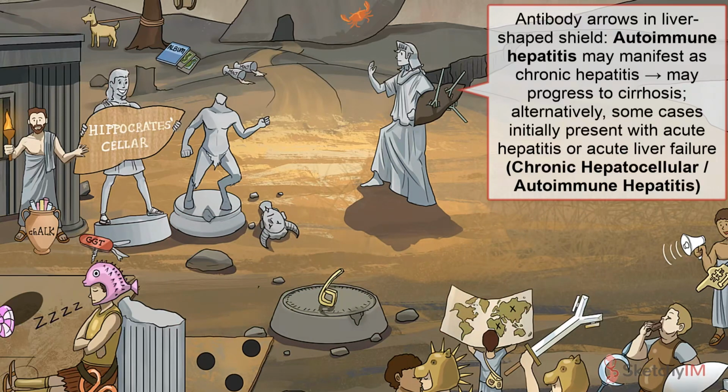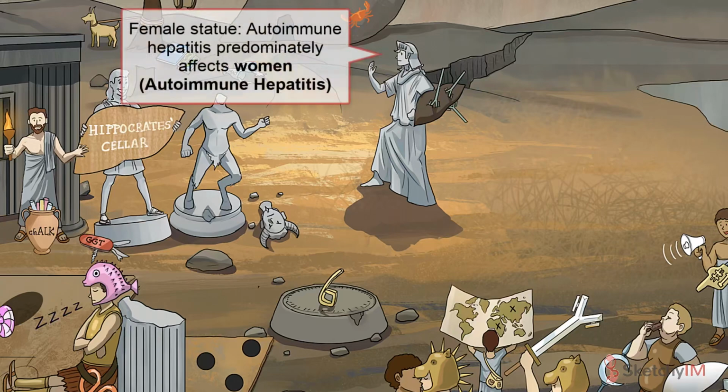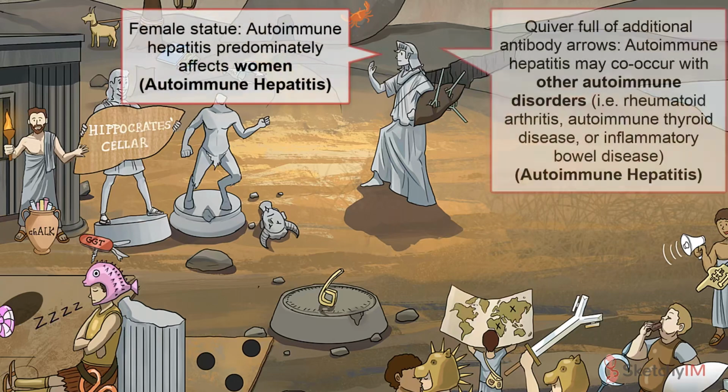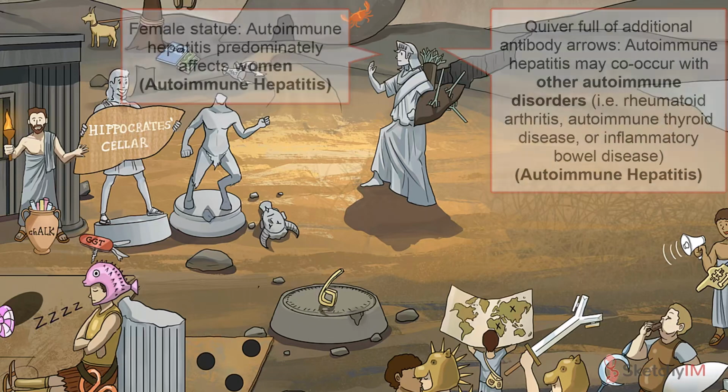Instead, these patients present for the first time with signs of chronic hepatitis, or if the disease is more advanced, cirrhosis. Autoimmune hepatitis predominantly affects women. It can present at any age. Patients may have another concurrent autoimmune disorder, like rheumatoid arthritis, autoimmune thyroid disease, or inflammatory bowel disease.